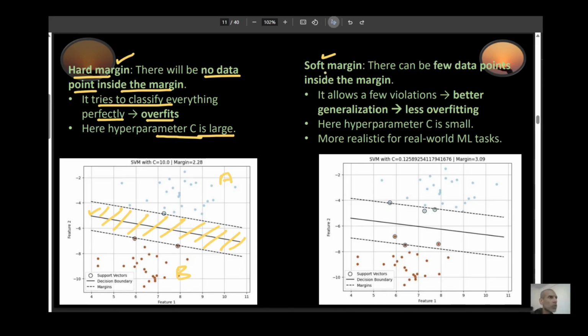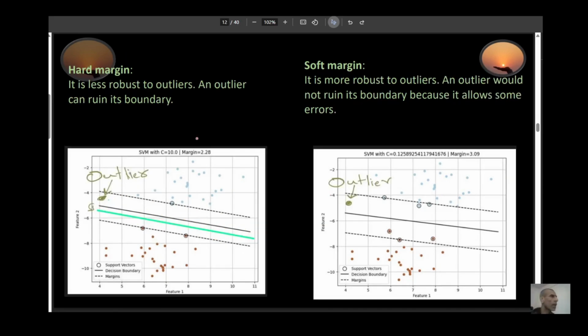On the other hand, in the soft margin, there can be a few data points inside the margin. You can see that in this particular instance right here, this data point is inside, this is inside, this is inside. So this is allowing you some violation. This way, it gives you a better generalization, and your model would be less overfitting. In this particular instance, your hyperparameter C is going to be small. This is more realistic for real world ML tasks. Now, hard margin is less robust to outliers.